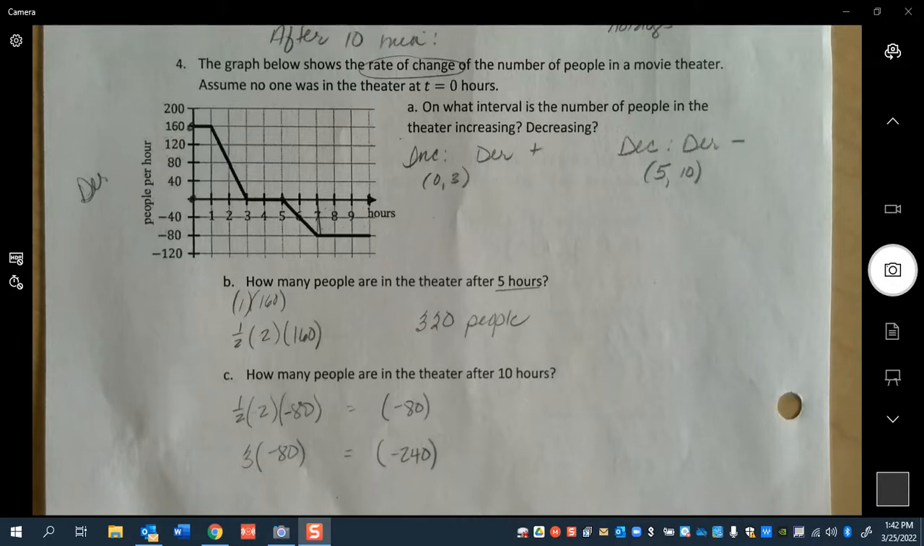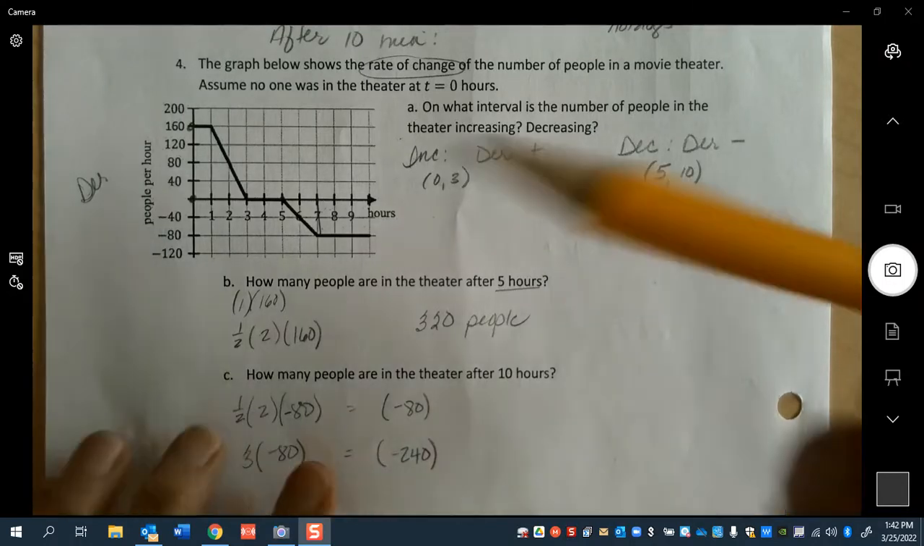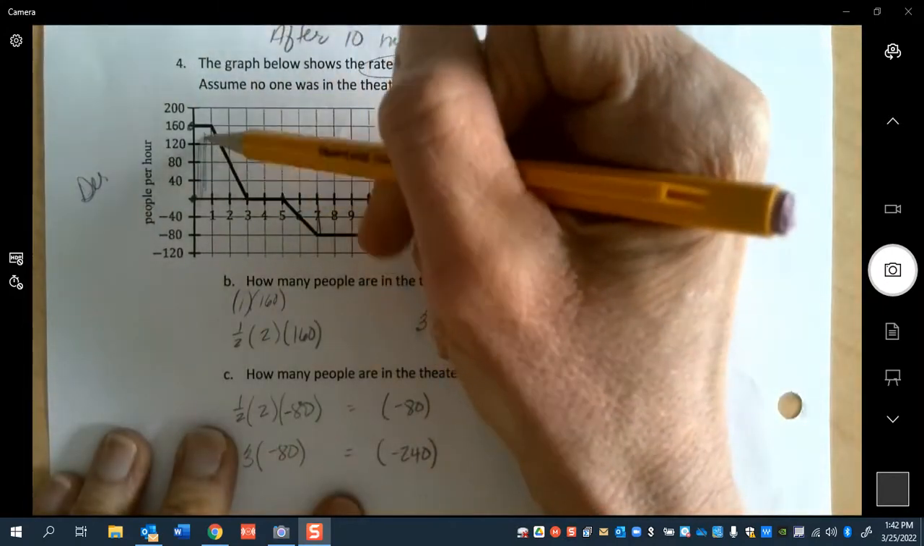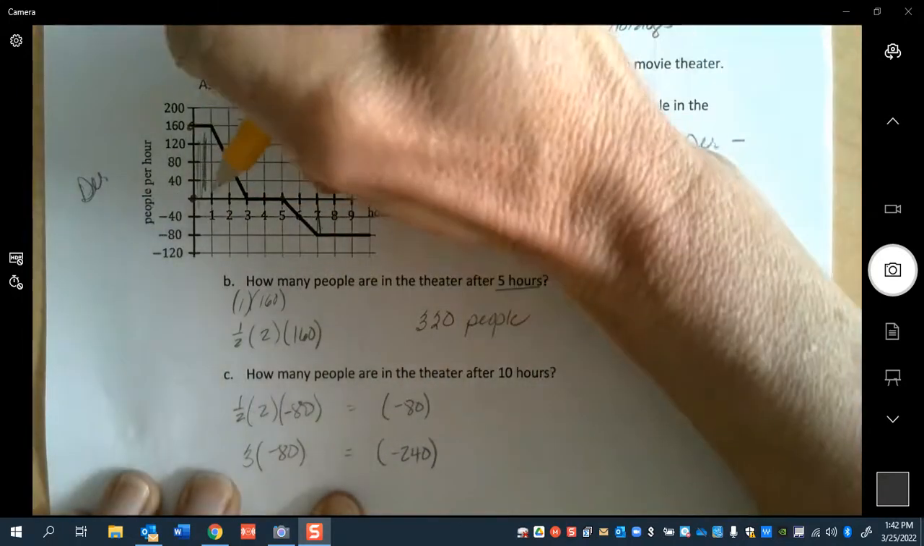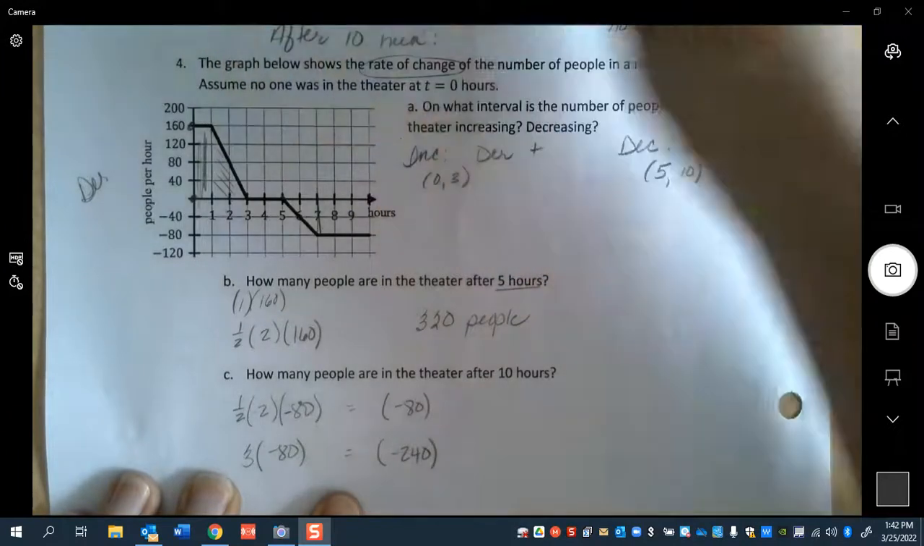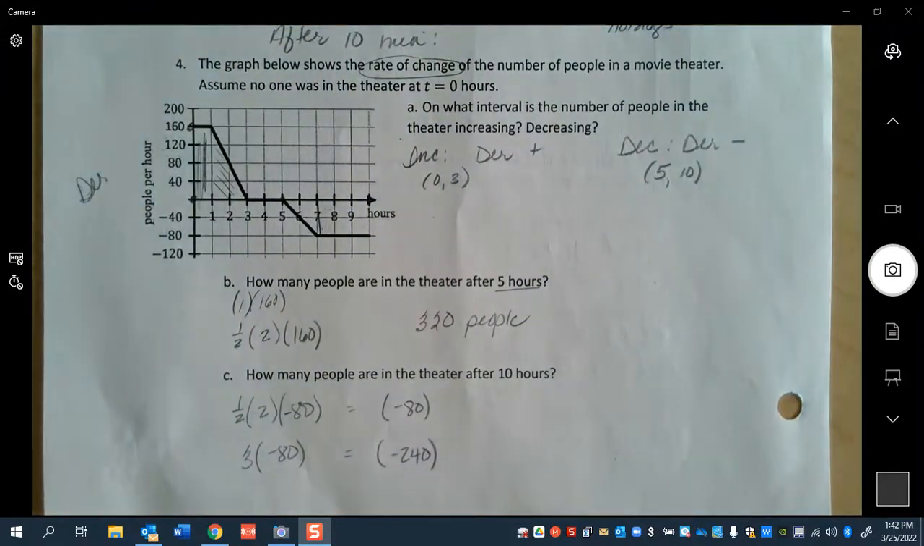How many people are in the theater after 5 hours? This area under the curve helps us determine the total amount of people. So this one shot here is 160 people. This triangle here is 1/2 base times height, which is another 160 people.